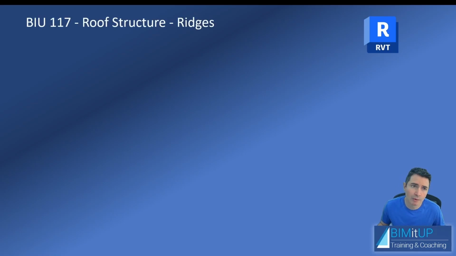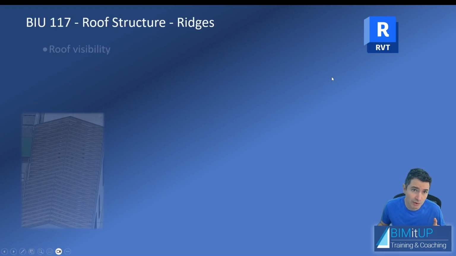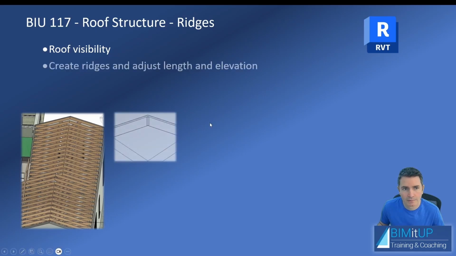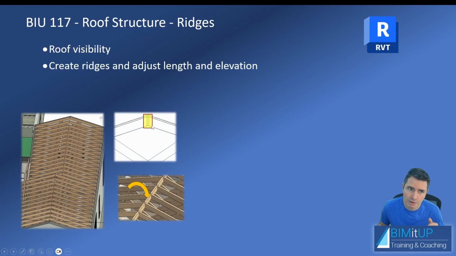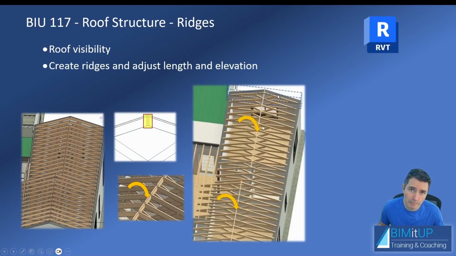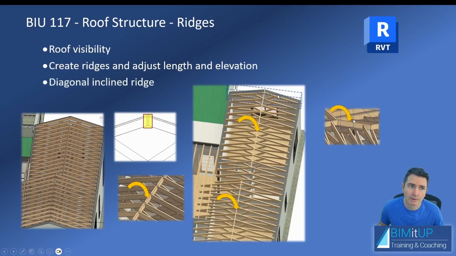Today we keep going with roof structures. We're going to focus on ridges. We're going to tweak the roof visibility a little bit so we can clearly see our trusses. Then we're going to create our first ridge. We're going to adjust its length and its elevation. We're going to do the same process for the north bedroom and the south bedroom, and then for the kitchen. Then we're going to deal with the diagonally inclined ridge, which is a little bit tricky, but it's going to be fun. Let's get started.